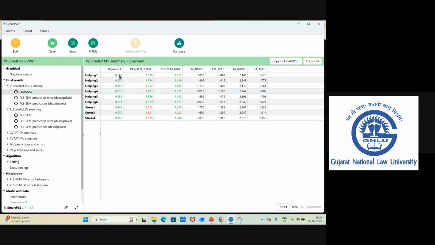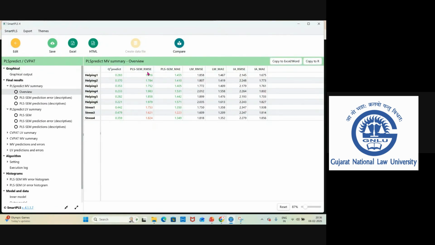Our Q square value should be greater than 0. If you look at all the indicators, our Q square predict value is greater than 0, that is 0.28. It means we have predictive relevance, point number 1.